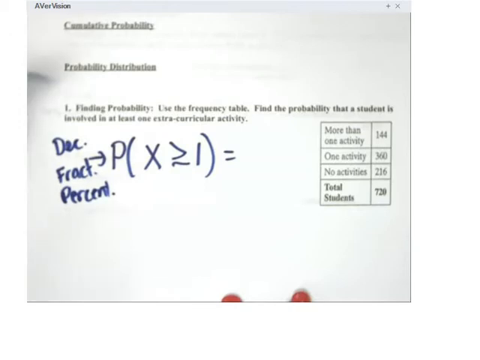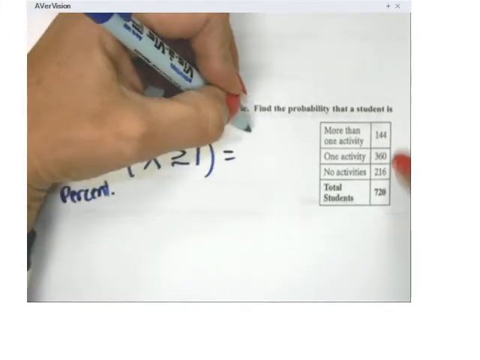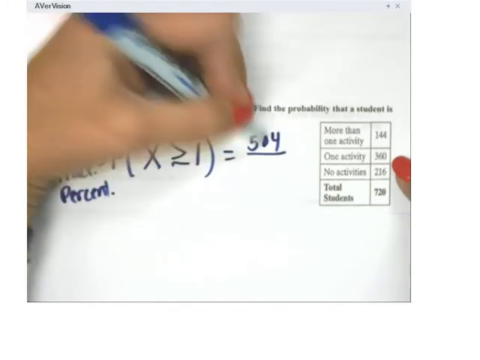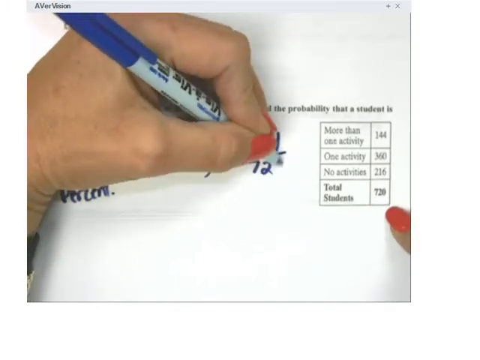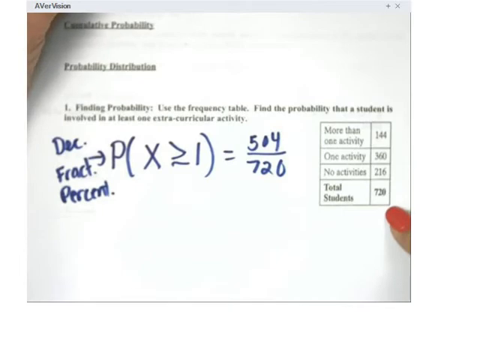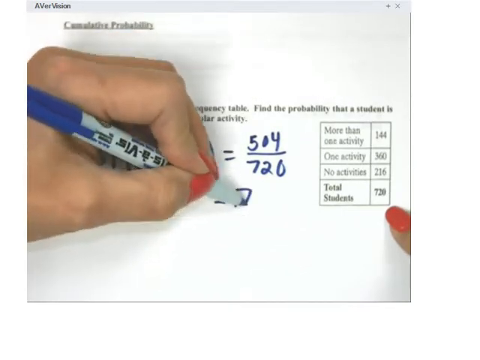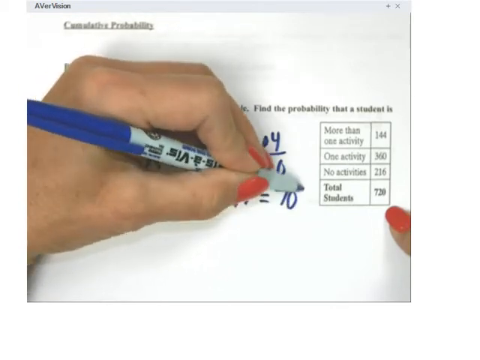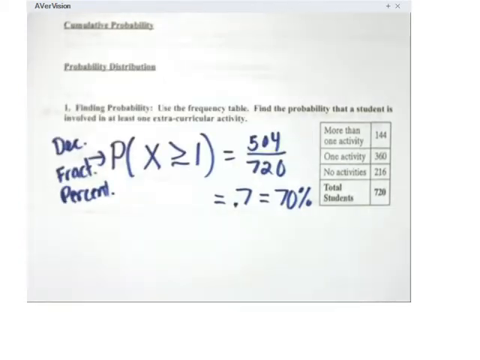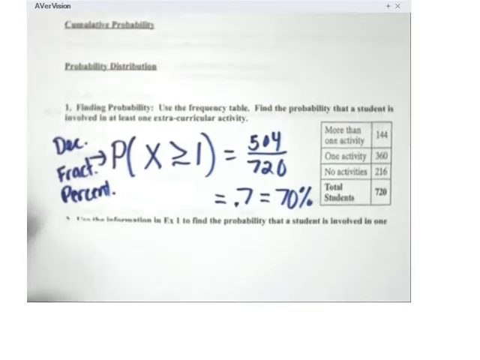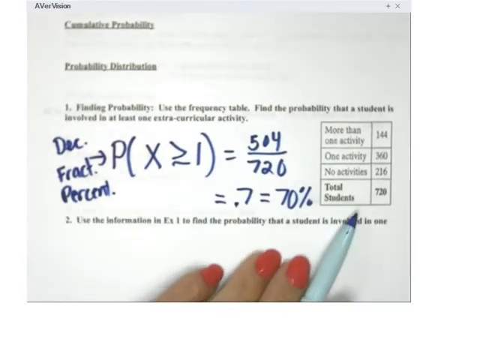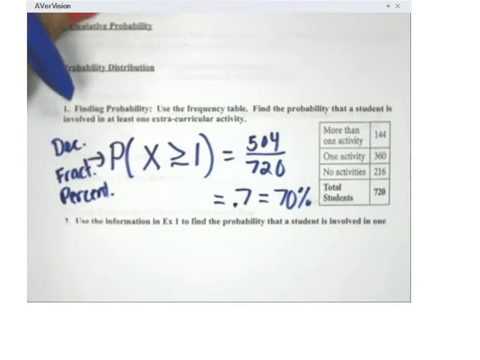And so if I want at least one activity, I know that here is more than one activity. Here is one activity. I would need the sum of those two. And these two add up to 504 out of a total of 720. Now, I would not leave the answer like that. I would need to either reduce it down as a fraction, give it as a decimal, it's 0.7, or I could say 70%. So again, this is a frequency table because it just shows the frequency of the occurrence of an object.